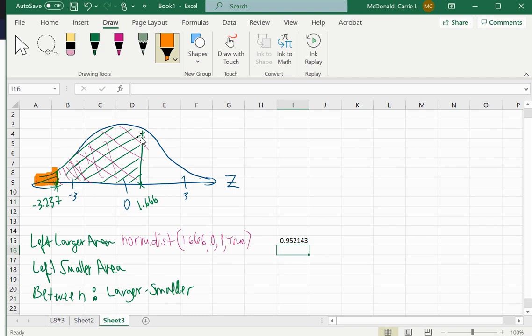0.95 is this red region all the way back towards infinity. But remember, we only wanted to go as far as this little boundary here. So we're getting rid of this orange tail. So the orange tail, we're going to get that doing norm.dist on -3.237, the mean of 0, standard deviation of 1, and of course true for cumulative again. And you can also put a 1 in to say true for cumulative. You don't have to always type the word true. 1 means true, 0 means false.